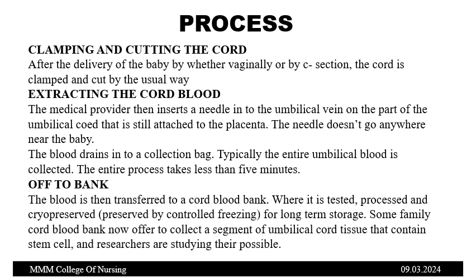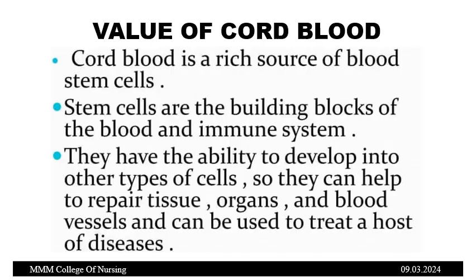The third step is off to the bank. The blood is then transferred to a cord blood bank where it is tested, processed and preserved by controlled freezing for long-term storage. Some family cord blood banks now offer to collect a segment of cord tissue that contains stem cells, and researchers are studying their possible uses.